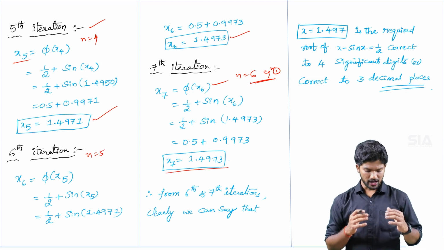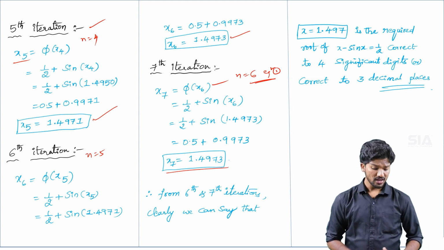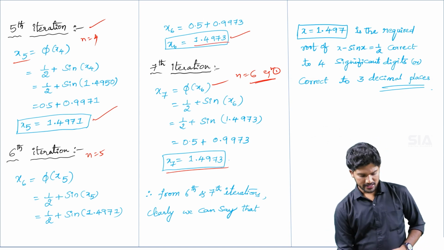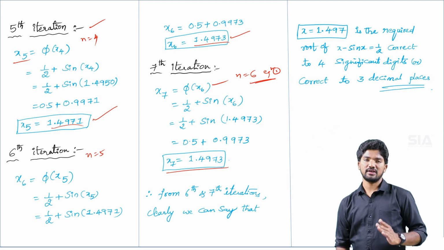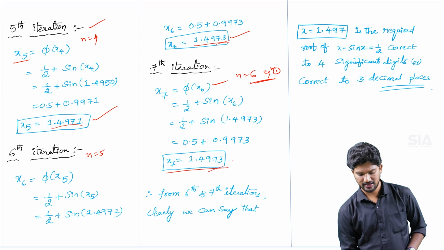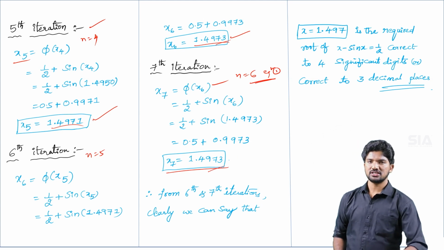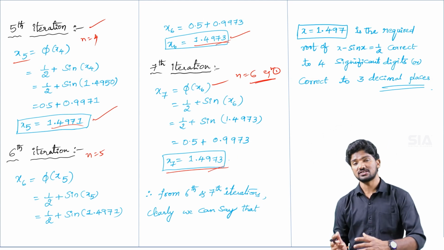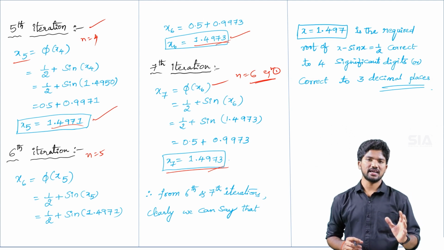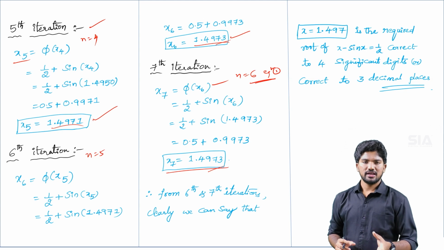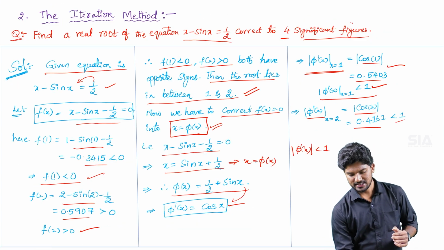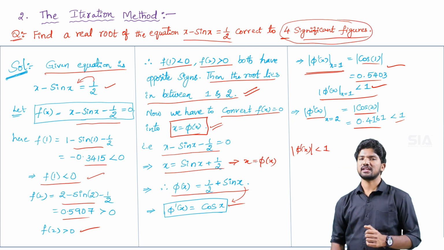Now this time we have to observe the required values. If you observe x6, 1.4973, and x5, 1.4971, they are the same up to 3 digits, 497. For the last two iterations, 4973 and 4973, the last 4 digits are also the same. From the statement of the problem, what is said clearly: find the real root of the given equation exact to 4 decimal places. Okay, 4 significant figures.